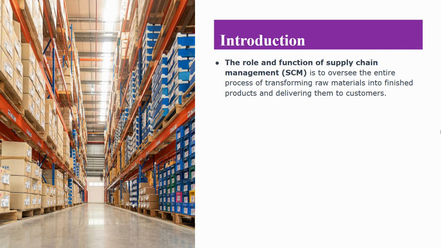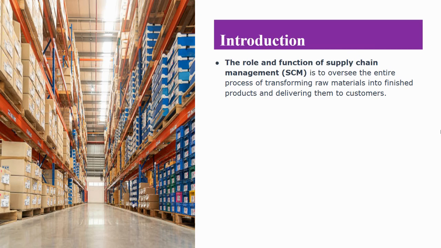In the previous lesson, we talked about supply chain and its management. We said supply chain is the connection or the network of organizations, activities, resources, and processes involved in producing and also making sure that you deliver the finished product to customers. And so when we talk about the role and function of supply chain management, we are talking about that entire process of transforming raw materials into finished products and delivering them to the customers. That process is the role and function of supply chain management.